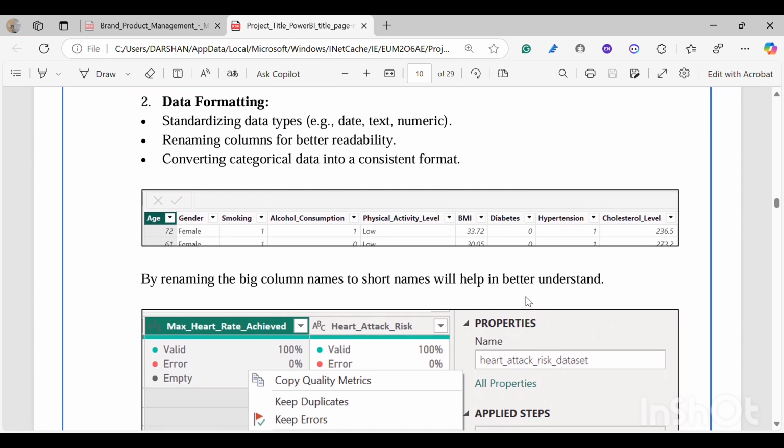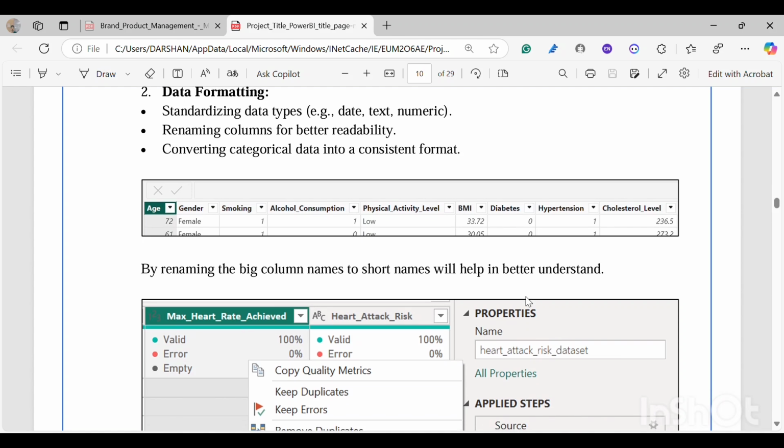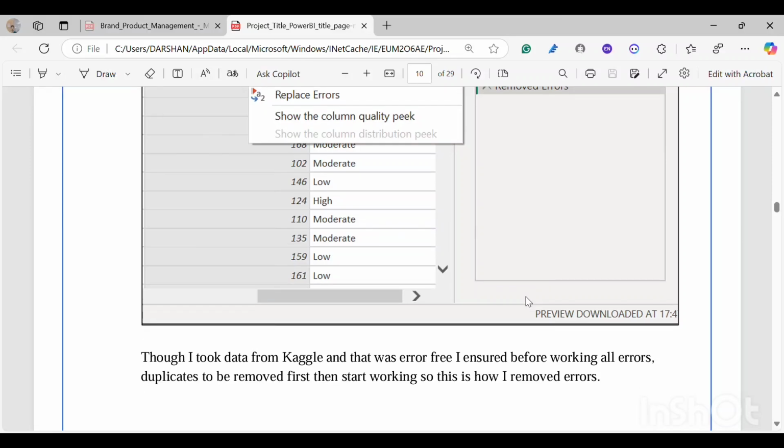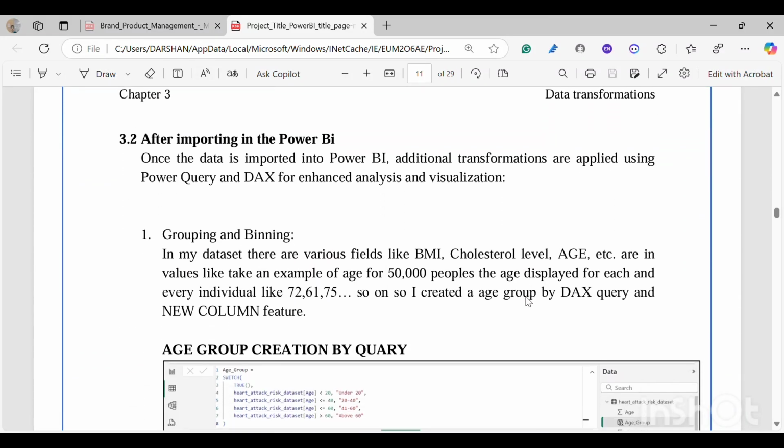Also, some data formatting: standardizing the data type into a single format. If it is date, text, or numeric, we need to standardize each and every data type to a single characteristic only. So again, there is converting categorical data into a consistent format. I'll quickly give one example.